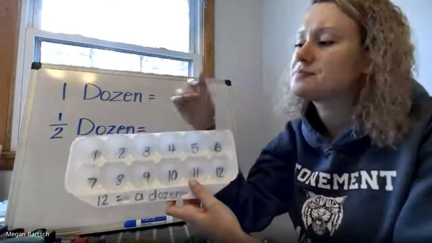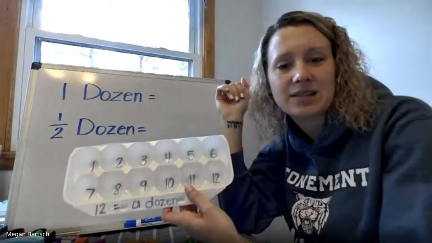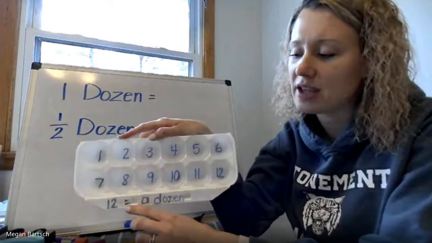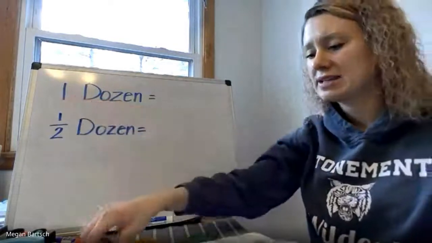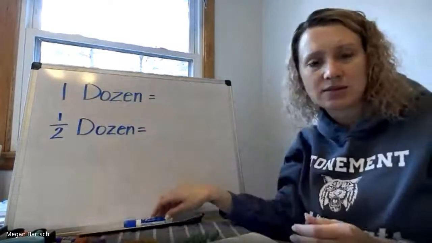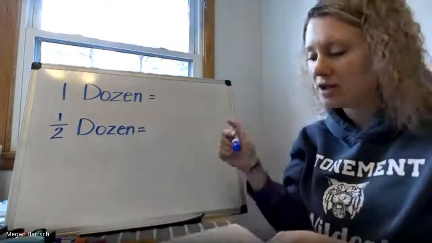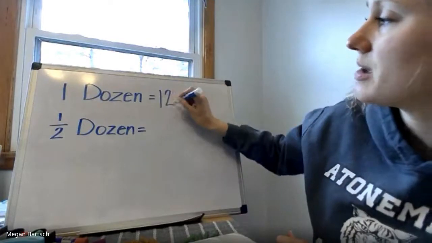My sweets, when you get 12 eggs, we call that a dozen. Say a dozen. Now I wrote that right here. 12 equals a dozen. 1 dozen eggs means how many eggs? You have a dozen, that means you have 12. I'm going to write that up here. If you have 1 dozen eggs, that means you have 12 eggs.